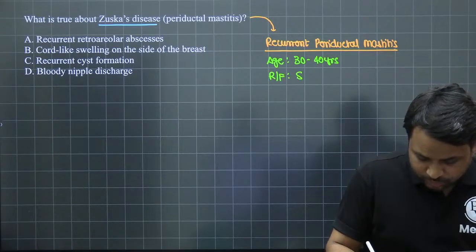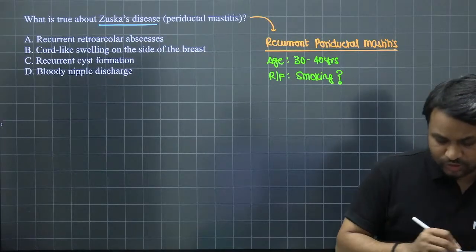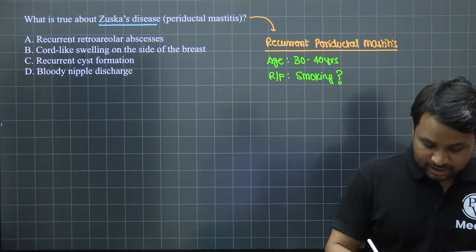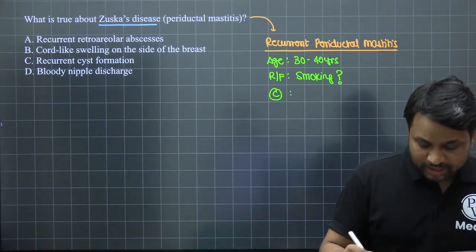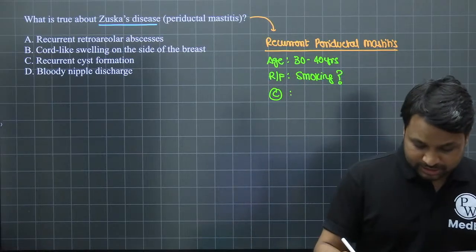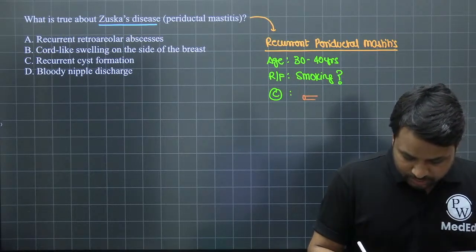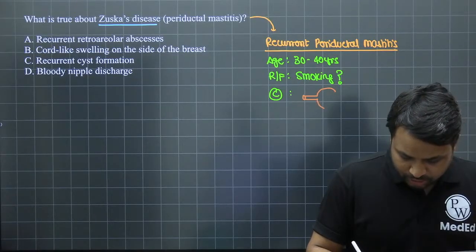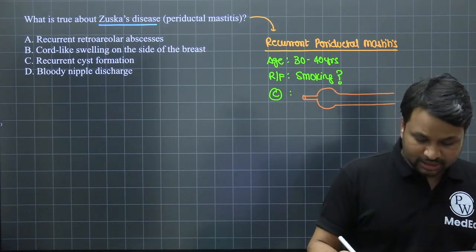Smoking is considered a questionable risk factor for Zuska's disease, but yes, it is considered. If I say what the underlying pathophysiology or cause is, it is squamous metaplasia inside the ductal cells. When you look at the whole component, this is the terminal duct, this is your ampulla, and this is your major lactiferous duct.